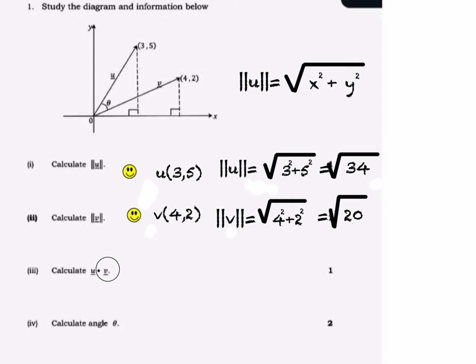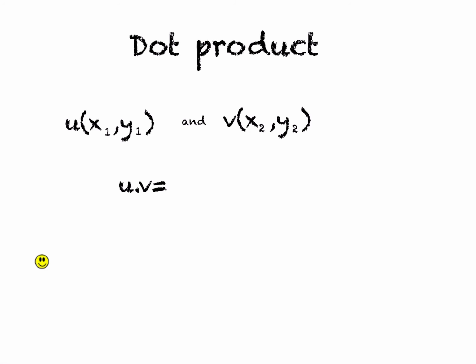Let's continue. What is this? This means the dot product. Why is it called the dot product? Because in between the two vectors, could you see there's a dot? Okay, first vector this one, second vector this one, and x1 times x2, the first component, the product of the x part plus the product of the y part. That's it.